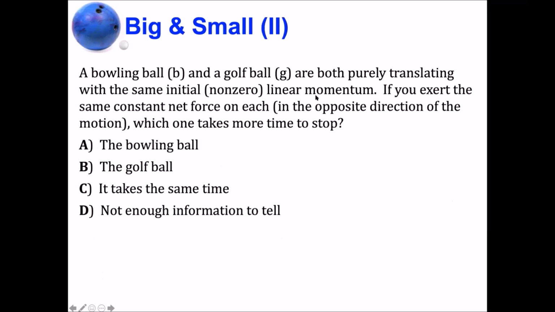The question we want to answer is: if we exert the same constant net force on each one of the balls, and these forces are applied in the opposite direction of each ball's motion, which ball takes more time to stop? The bowling ball or the golf ball? Or do they both stop in the same amount of time? Or do we not have enough information to tell? Again, think about this one. We'll pause the video and get back to you with a solution.